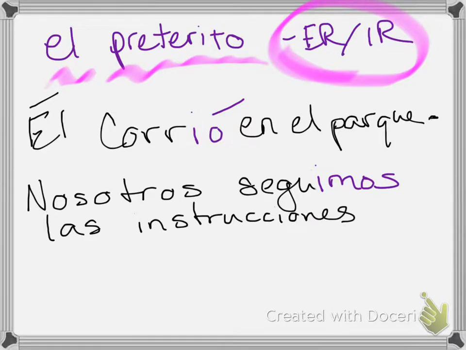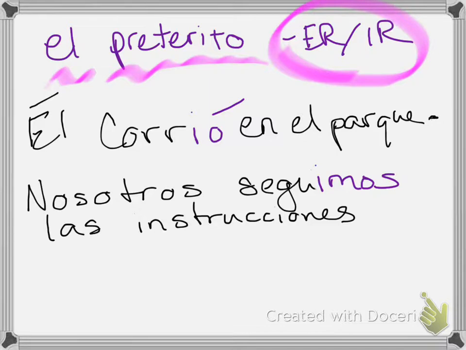Now, once again, this one is the same in the present or in the past. So I'm going to have to use the context around it, right? So if somebody was saying, well, why did this go wrong? And you say, I don't know. We followed the directions. Okay, no, say, nosotros seguimos las instrucciones, right? You have to look at the context around it.